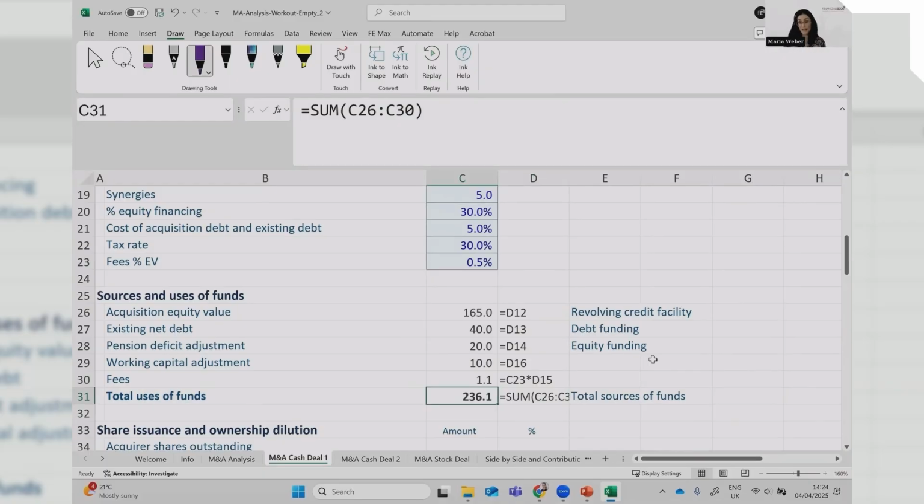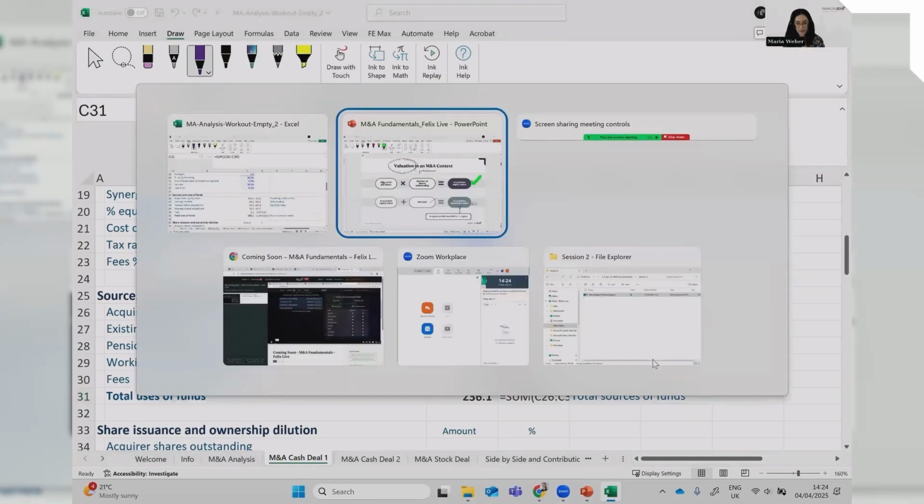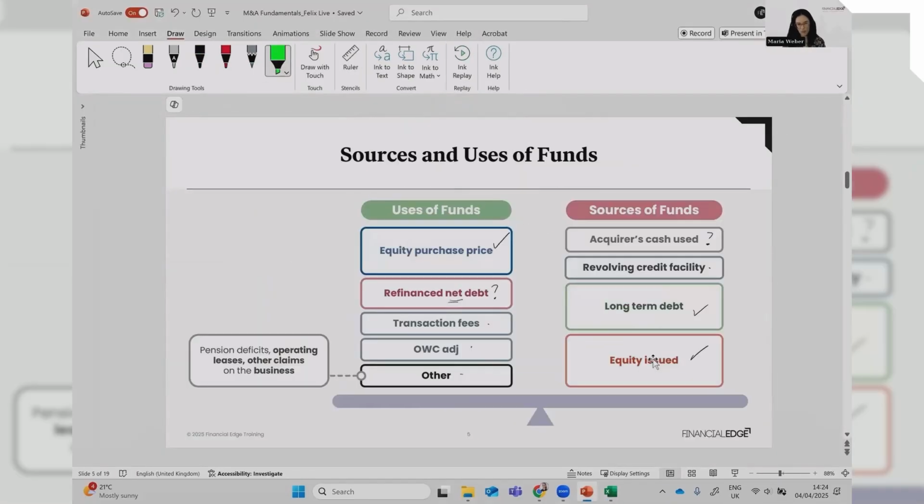So this ties in with the slide that we were looking at here, the more complicated, more realistic version, equity purchase price, plus I'm refinancing the debt, plus the transaction fees, plus I've got an OWC adjustment, and then I've got other claims on the business like that pension deficit that I'm going to have to top up.